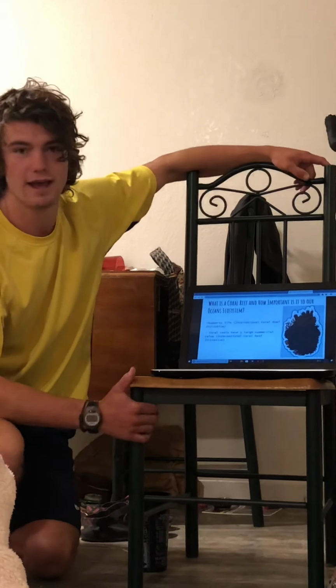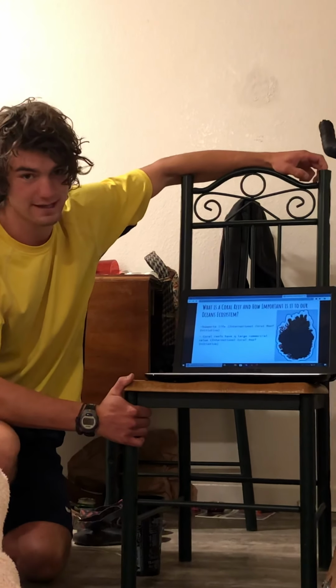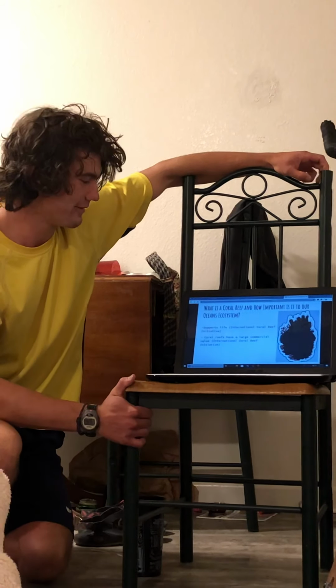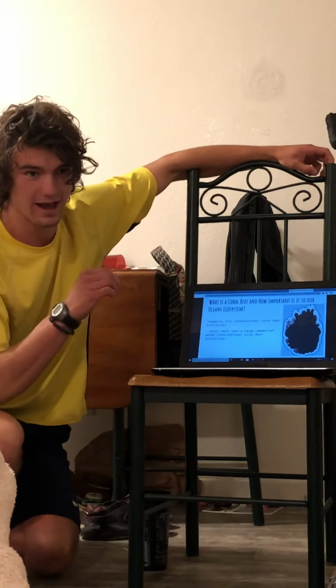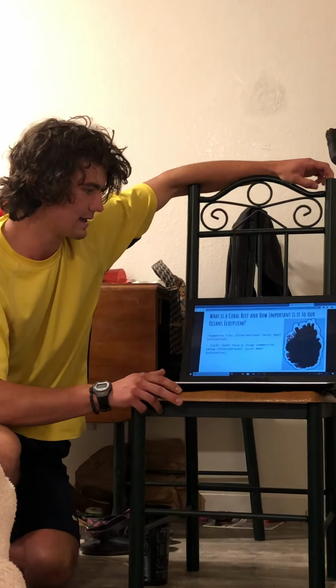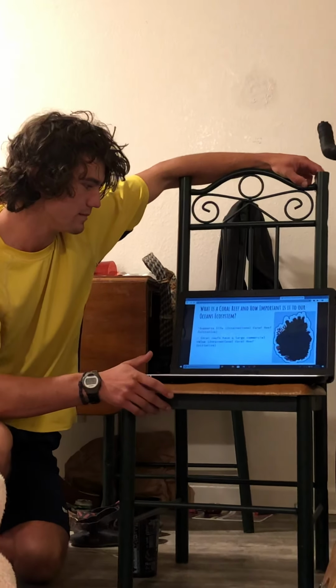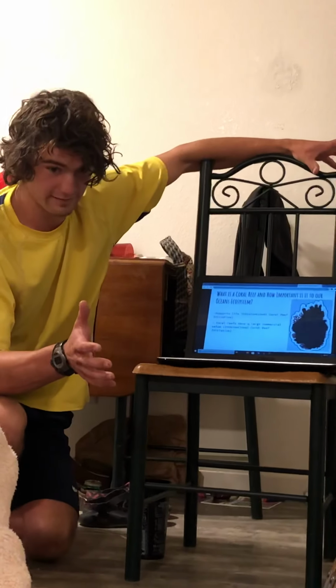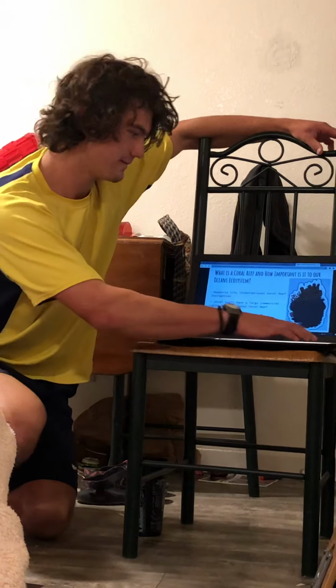So what is a coral reef and how is it important to us? A coral reef is a place that supports life in the ocean, and it is important to our ecosystem because it allows it to support life in and out of the ocean.